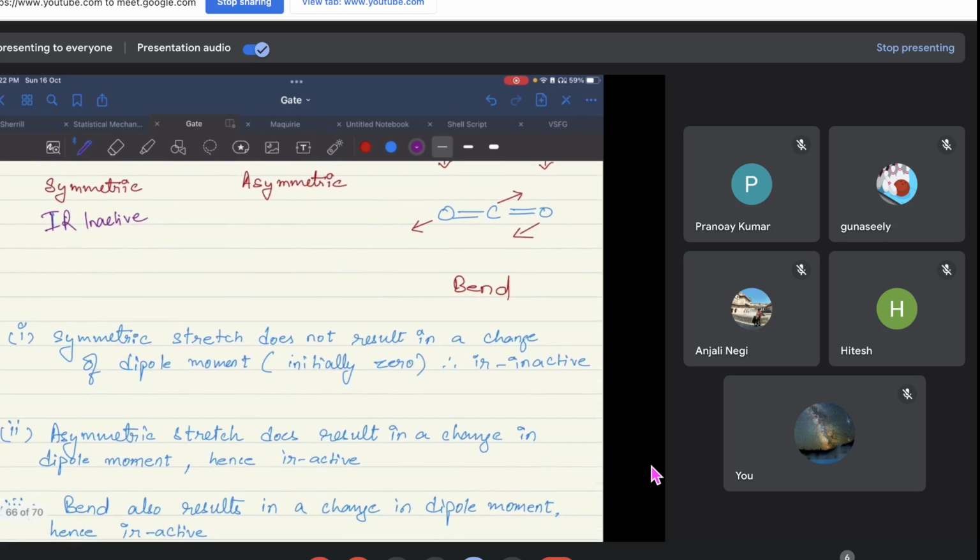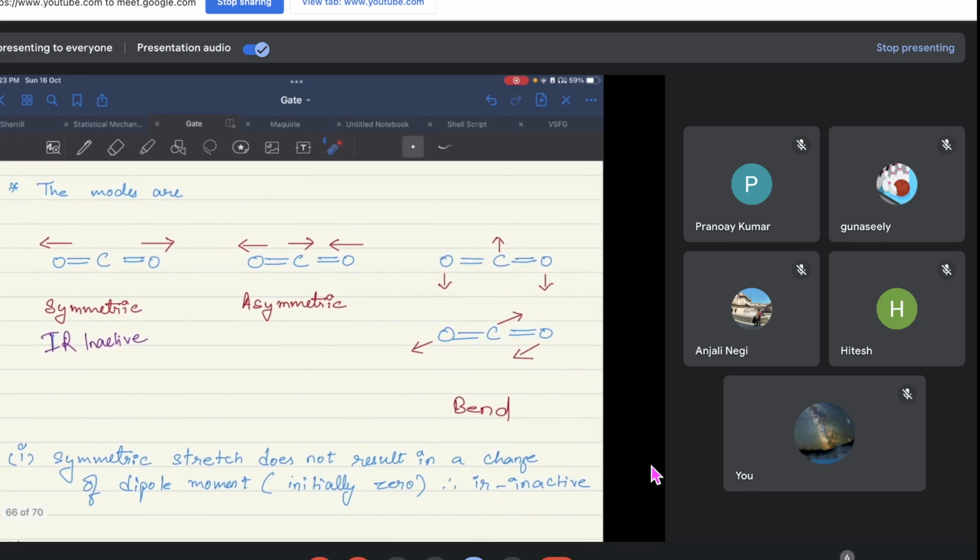Now, the asymmetric stretch does result in a change in the dipole moment, hence it is IR active. It is very clear, I think, because here you can see that the motion will have the bond expand and contract, and hence the dipole moment vector will have some value here, okay, and this will be IR active.